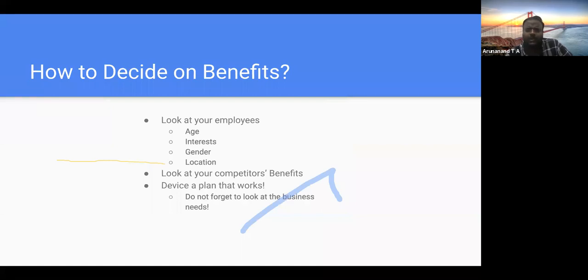So how do we decide on benefits? We look at the employees, their age, their interest. They want to travel, they want to cook, maybe they want to dance. You decide the benefits based on that, so that they feel contented and valued. Gender, location, everything matters. And look at your competitors' benefits. Take your top competitor in the market. Whatever they're giving, we should give better than them. And ultimately we have to connect this to the business goals as well.